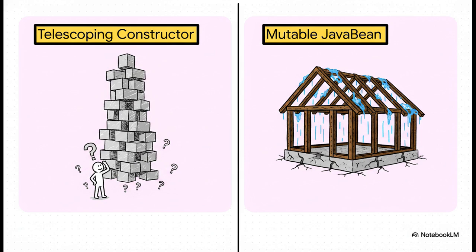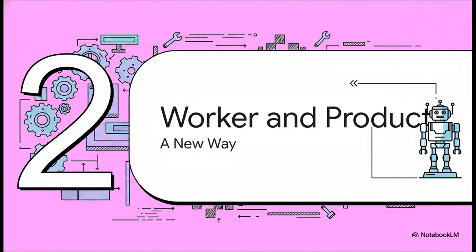And on the other hand, you have the JavaBean approach with setters, which is arguably even scarier. It lets an object exist in a broken, incomplete state. There's just no guarantee it's ever put together correctly. So, how do we fix this? Well, the solution is actually pretty elegant.